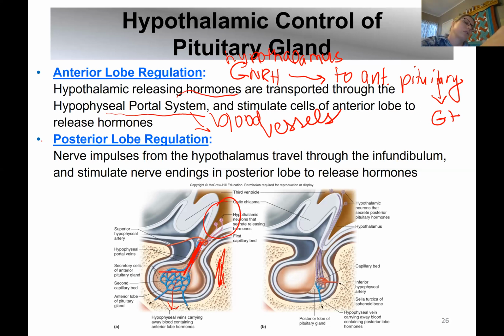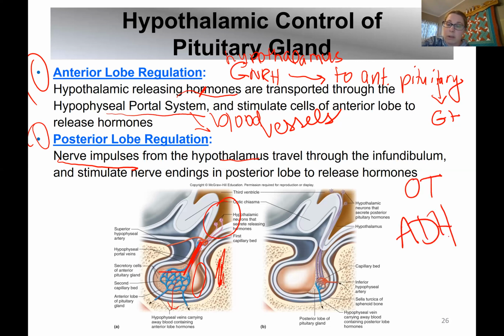Now the posterior lobe, and I want you to know the difference between these, which is back here, gets its information from the hypothalamus a little bit differently. It gets its information from nerve impulses, not hormones, that travel down through the infundibulum through the nervous system. Okay, so oxytocin and ADH, antidiuretic hormone, those are going to be released from the posterior pituitary, and the hypothalamus is going to tell the posterior pituitary to release one of those or both of those hormones through nerve impulses, not through hormones. Okay, so that's a difference there, and I'd like you to understand that difference.